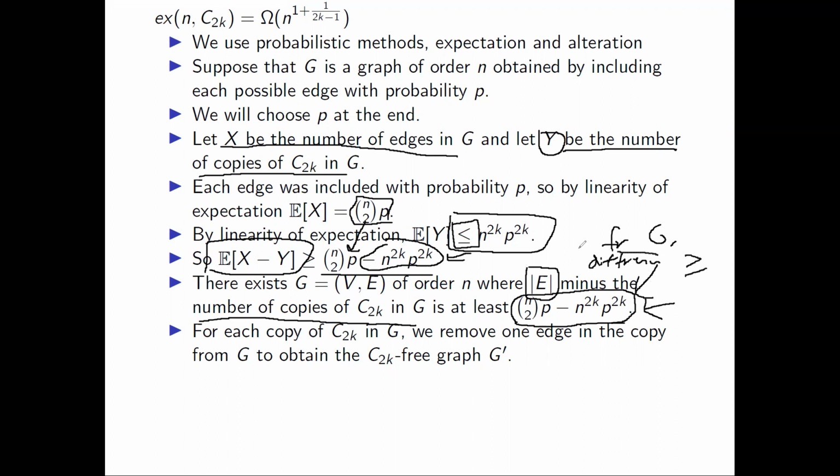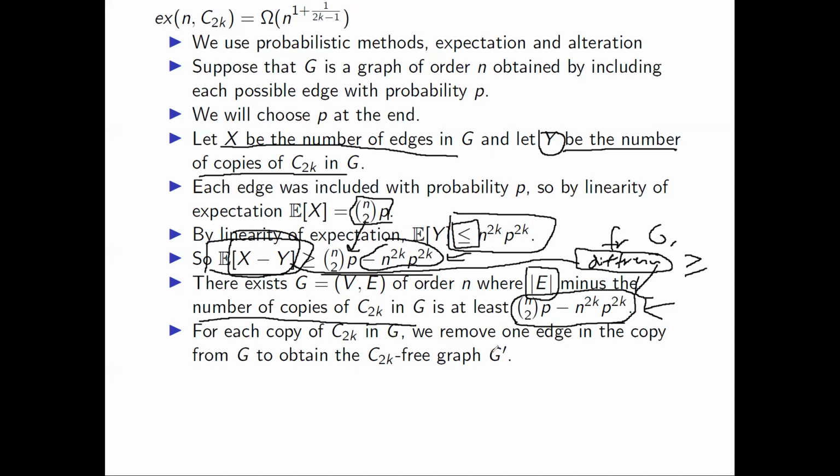And this difference right here, I just want to note, which difference am I referring to? It's this difference right here, the x minus y. So that difference is going to be at least n choose 2 times p minus n to the 2k times p to the 2k for this G. So this G has to exist because the expectation is at least that quantity. And so we obtain G prime by just removing one edge from each copy of C_2k in G.